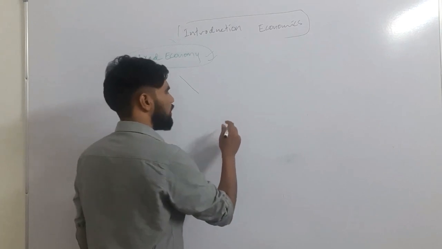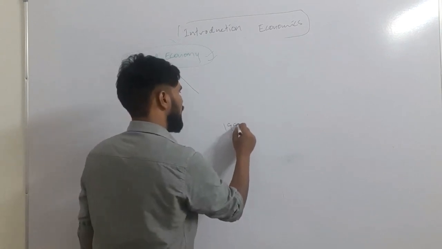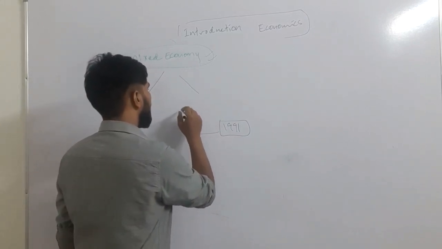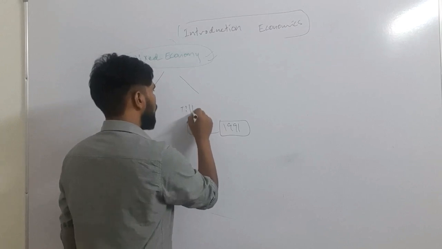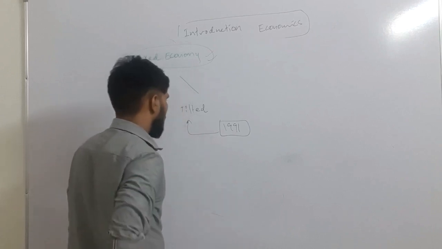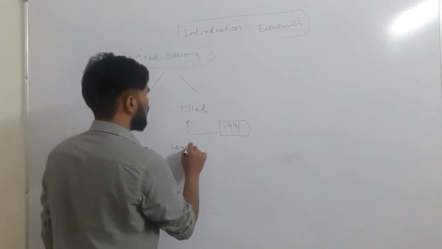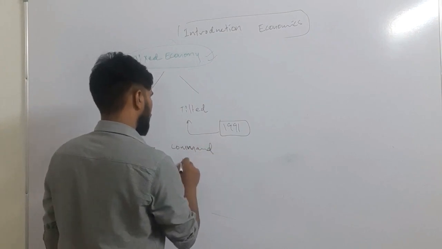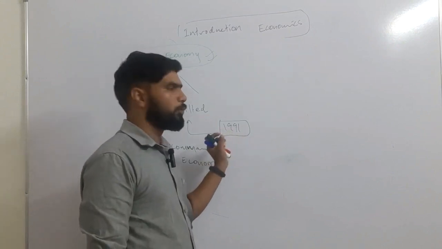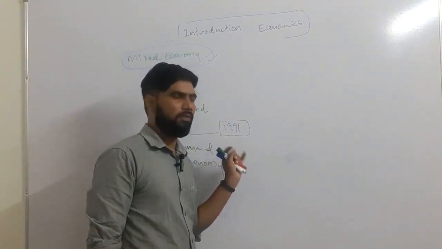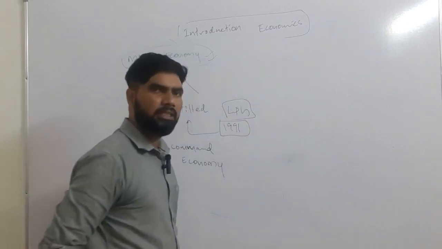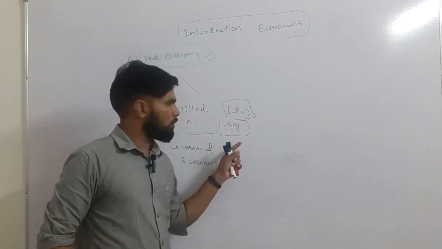We have to discuss it further. There is a break in 1991. Before 1991, we tilted more towards socialism, or instead of using the word socialism, I will use this word only, that is, we were tilted more towards a command economy. After 1991, and I hope you understand why I have taken the year 1991, in 1991 we brought in LPG reforms: liberalization, privatization, and globalization.